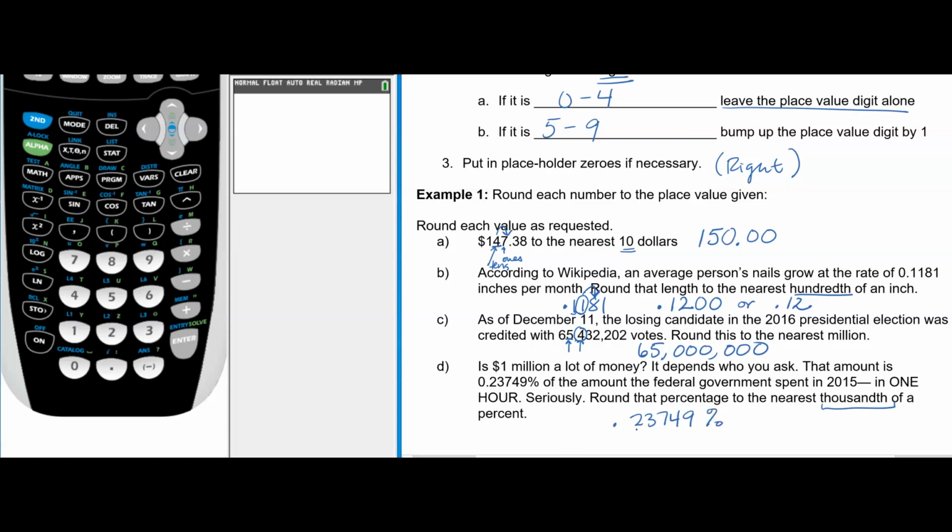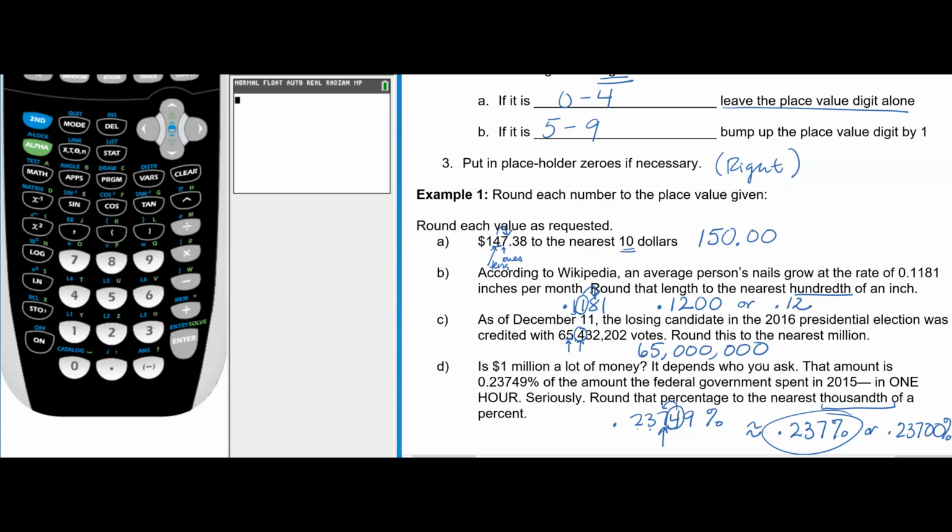So to the right of the decimal is the tenths place, the hundredths place, the thousandths place. So the thousandths place is the 7. And then I look to the right of it, which is 4. Since it's less than 5, it tells me to leave that 7 alone. So I'm going to round this approximately. This is the symbol for approximately. It's going to be 0.237. And I could leave it there and just say percent. Or if you wanted to put placeholder zeros, it definitely would not be incorrect, but you don't need them. So our answer is going to be 0.237%.